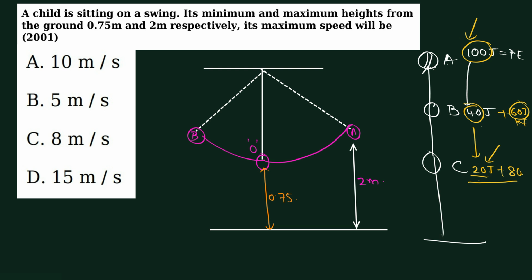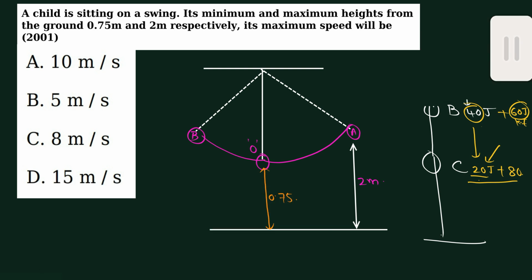What is happening here? The potential energy decreases with the height and the kinetic energy increases with the velocity. When you add potential energy plus kinetic energy, the value always remains the same. That is constant according to the law of conservation of energy, right? So the same concept you have to apply here also. Now you see how to apply this concept here.